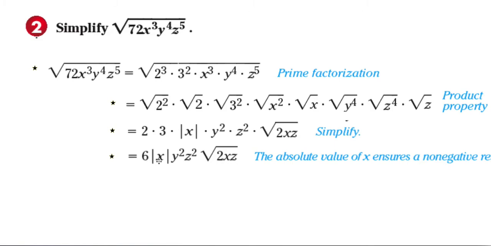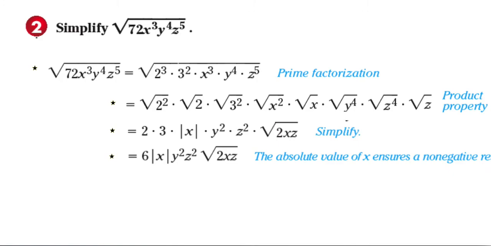And we simply multiply them again, combine them. You have 6 times the absolute value of x times y squared times z squared times radical 2xz. So the absolute value of x ensures a non-negative result. Okay?